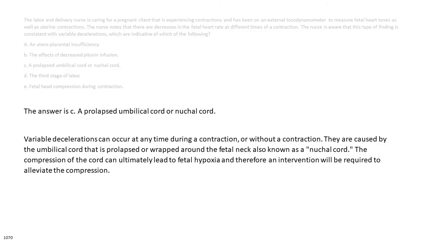The answer is C. A prolapsed umbilical cord or knuckle cord. Variable decelerations can occur at any time during a contraction, or without a contraction. They are caused by the umbilical cord that is prolapsed or wrapped around the fetal neck, also known as a knuckle cord. The compression of the cord can ultimately lead to fetal hypoxia, and therefore an intervention will be required to alleviate the compression.